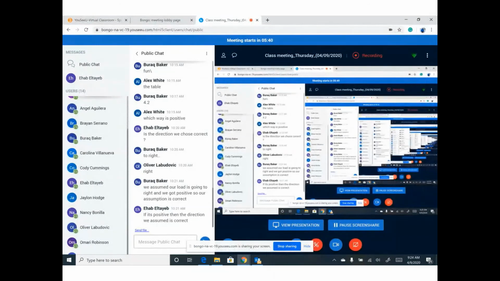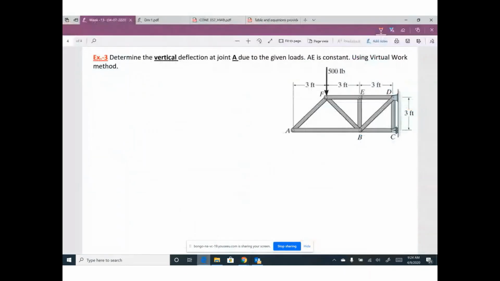Yes, Ihab. One more problem. We are looking for vertical deflection. Guys, we are looking for vertical deflection. So I expect to assume my unit load like this, a vertical load at joint A. This is the next step.